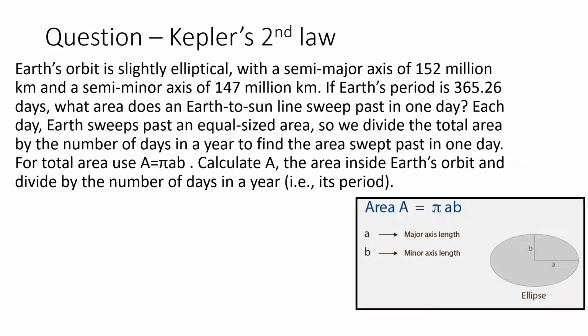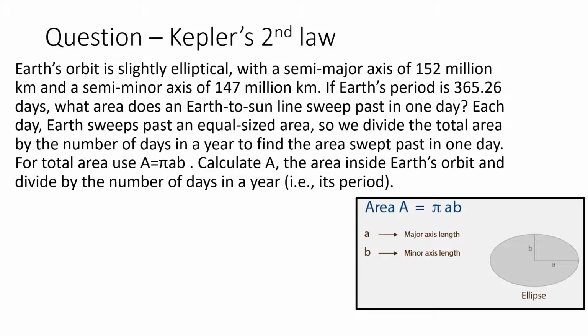This is Kepler's second law question. Earth's orbit is slightly elliptical with a semi-major axis of 152 million kilometers and a semi-minor axis of 147 million kilometers. If Earth's period is 365.26 days, what area does an Earth-to-Sun line sweep past in one day?